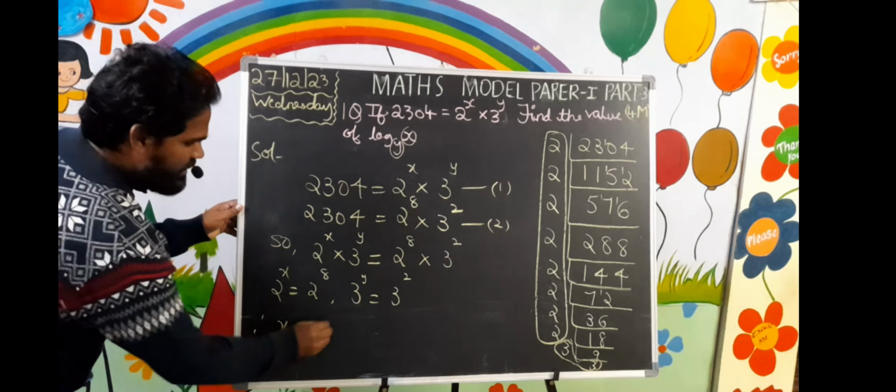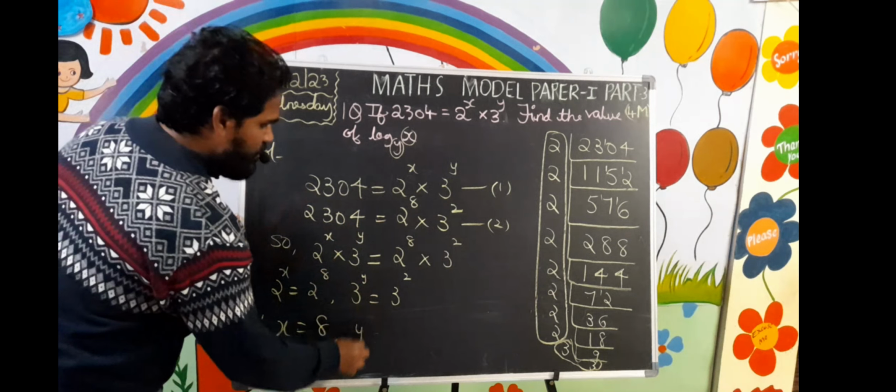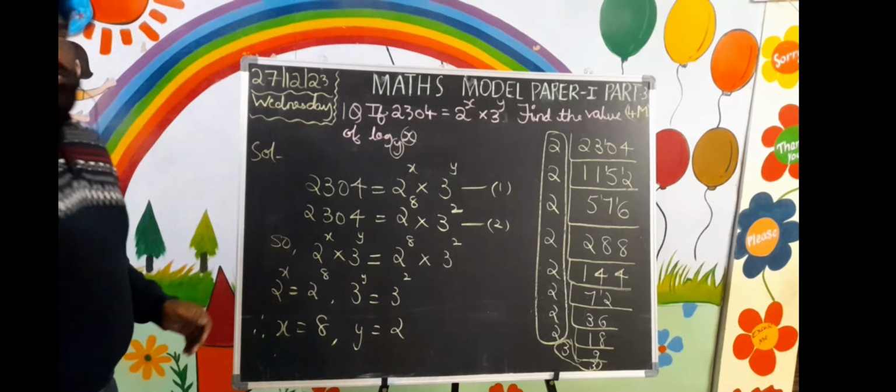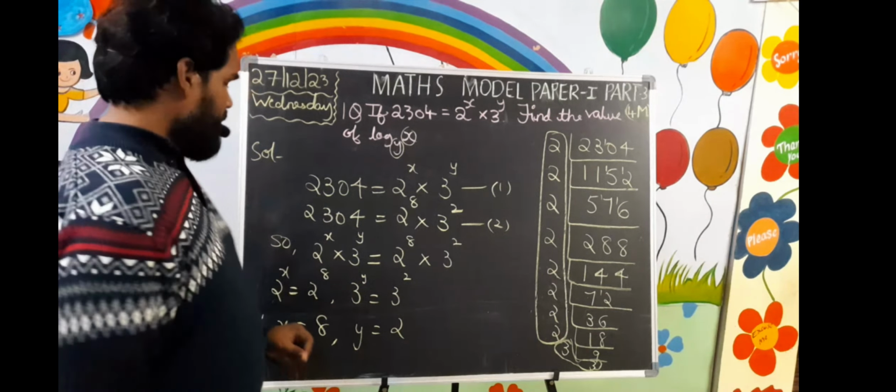Therefore, we get x is equal to 8. And here also, if the bases are equal, powers are equal. So y is equal to 2. This is how we get the values of x and y. X value is 8, y value is 2. After having found the values of x and y, we will now take up the main question.